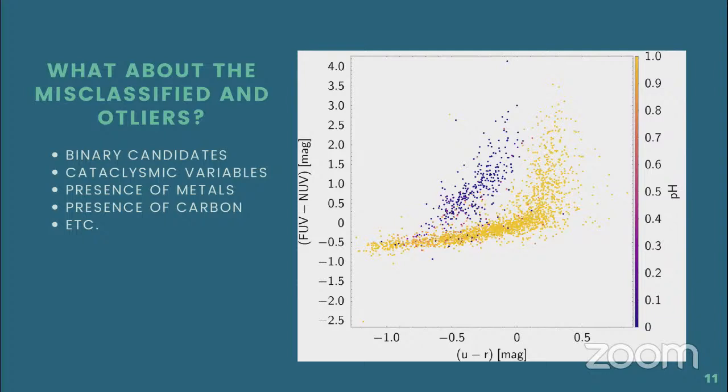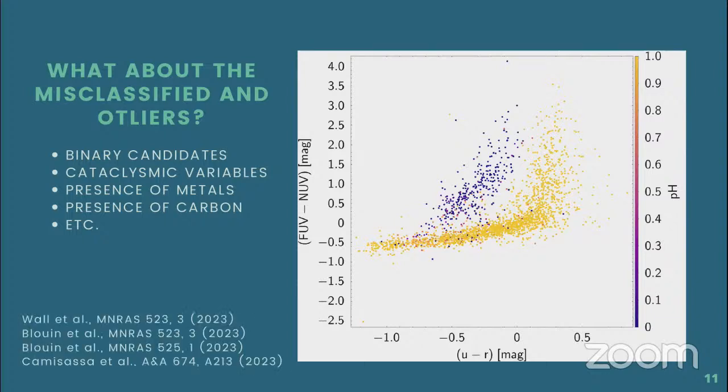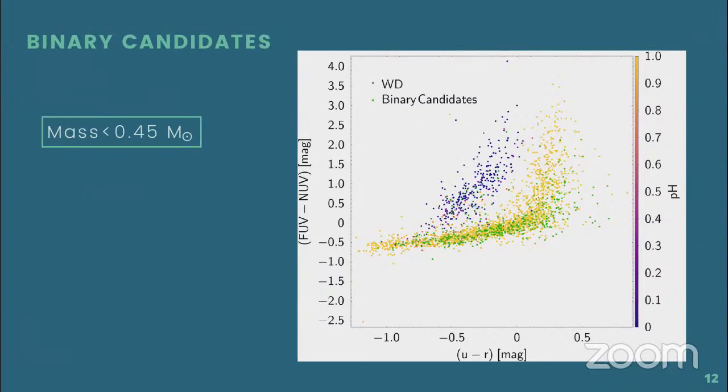On that topic, this is very ongoing research right now. There are lots of papers coming out on this topic, and it's a state-of-the-art thing that's being studied. One of the things that we decided to study was binary candidates, which are those objects for which the model predicted a mass lower than 0.45 solar masses. Why would these objects be binary candidates? Because the stars that would create these white dwarfs haven't had time yet to die off and create them. So it wouldn't make sense.